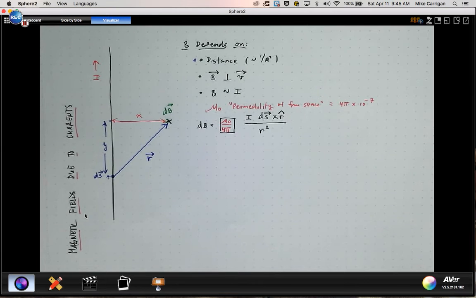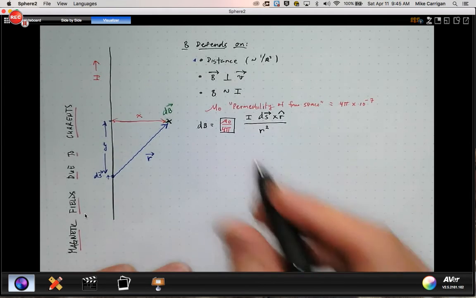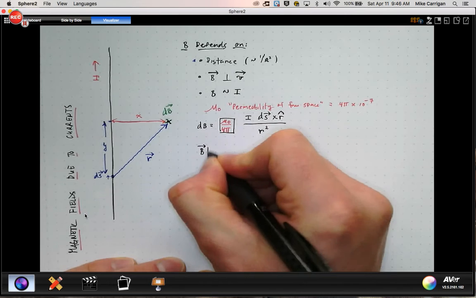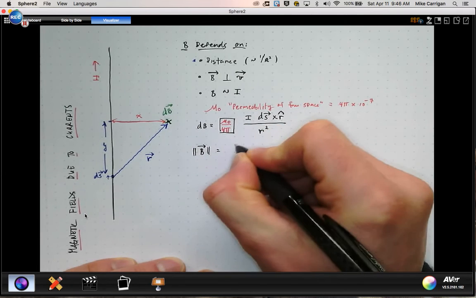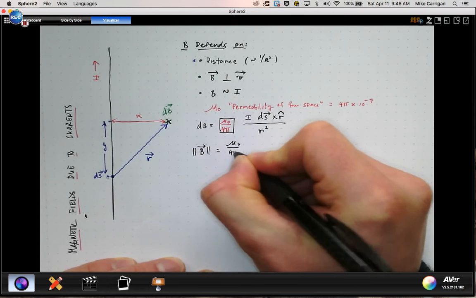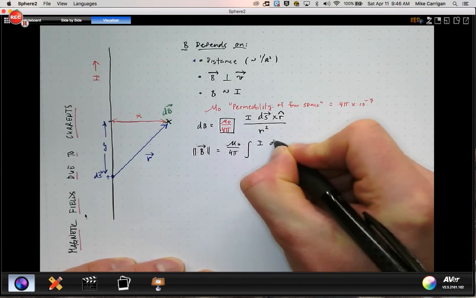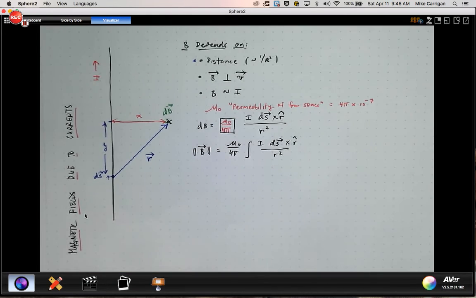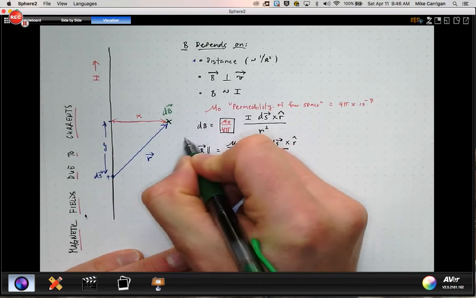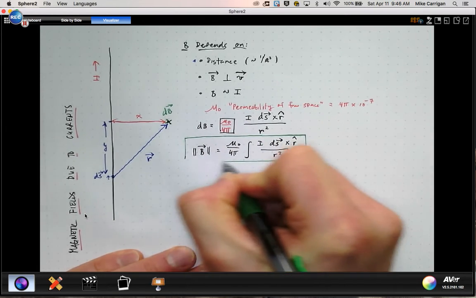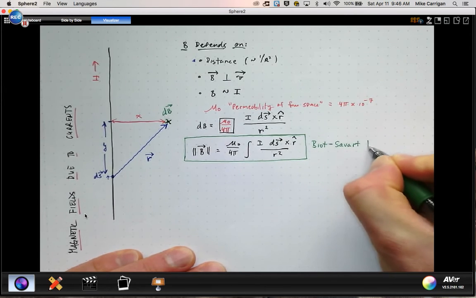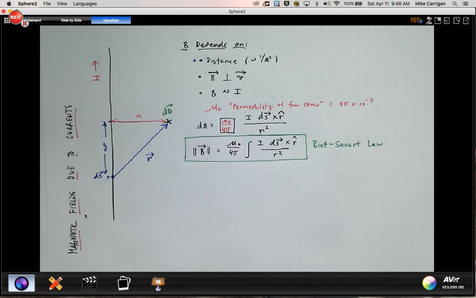So what I'd like to do is to see if we can use this, and maybe I'll write the more general expression then. If that's dB, then we could say that the magnitude of the B vector in general is going to be equal to mu naught over 4 pi times the integral of I times ds cross R roof all over R squared. And this now, if we read it that way, is the Biot-Savart law. Very intimidating, impressive looking expression. Two French physicists, Biot and Savart.